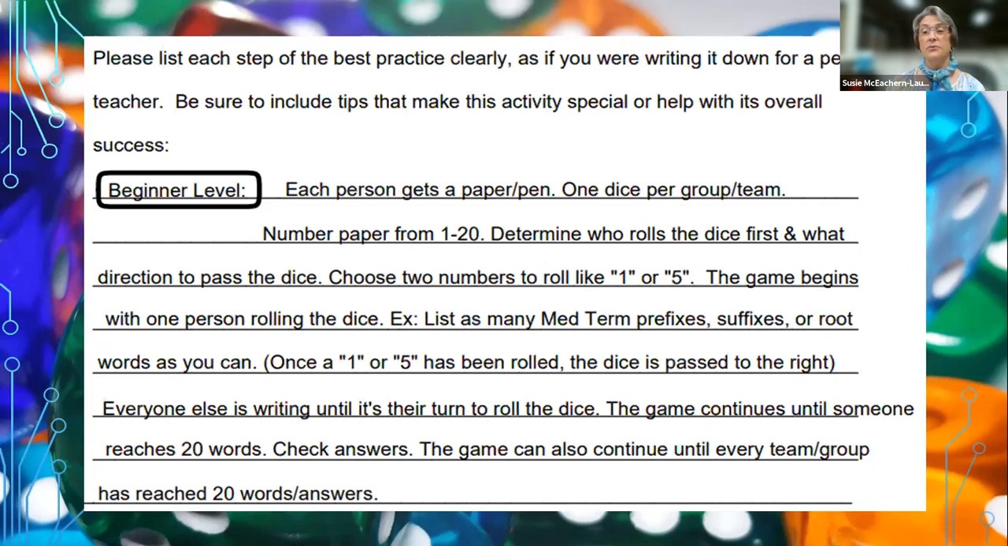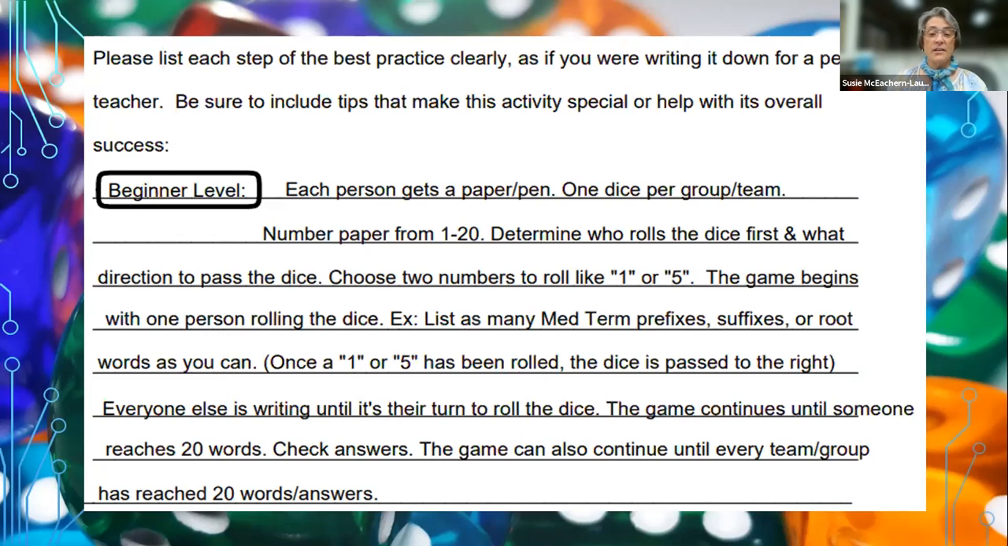When they do, they get to hand the die off to the next person in line, handing it to the right, while everybody else is writing on their paper. For instance, if we're doing mid-terms, say we're learning root words. Everybody's writing as fast as they can while they're rolling the die, as many terms as they can come up with in their head. Once they roll the 1 or 5, they pass it to the right.